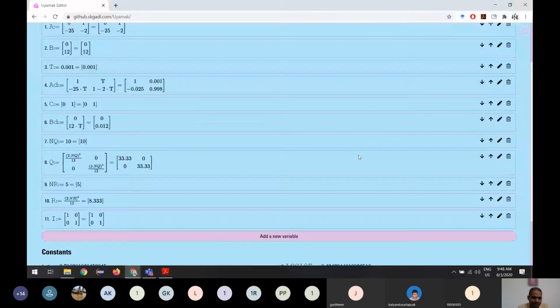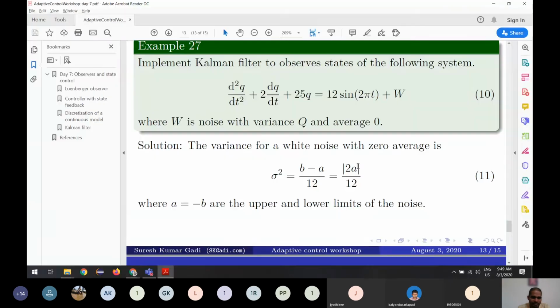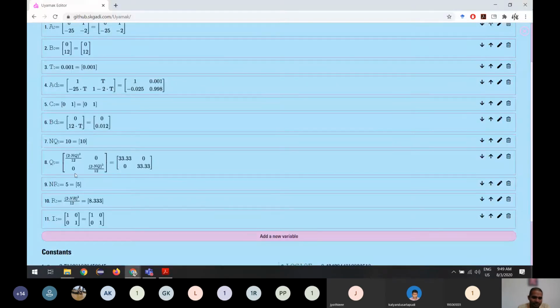Actually it is a squared. We have to square it. I forgot to put the square here. This is a square. So this is 2a squared divided by 12. So applying this, but this should be a matrix because we have to say how much we are giving to state 1, state 2, and what is the covariance between both errors.